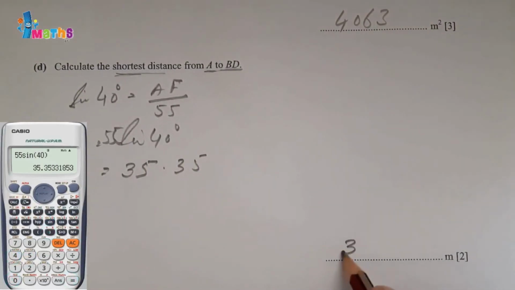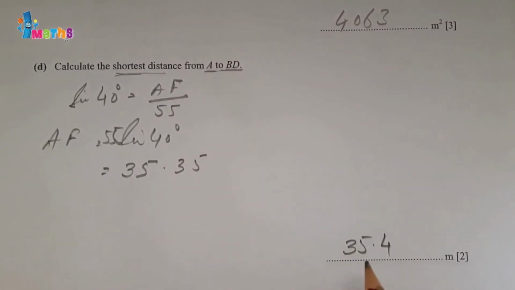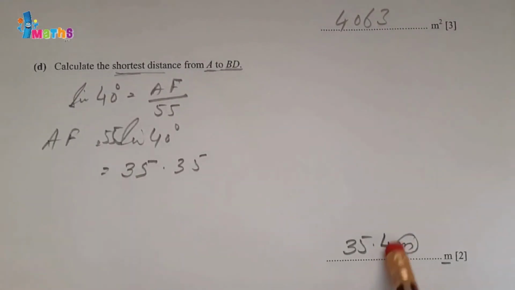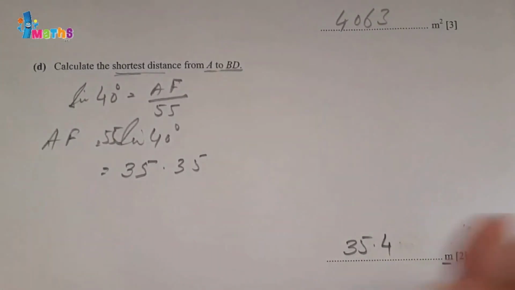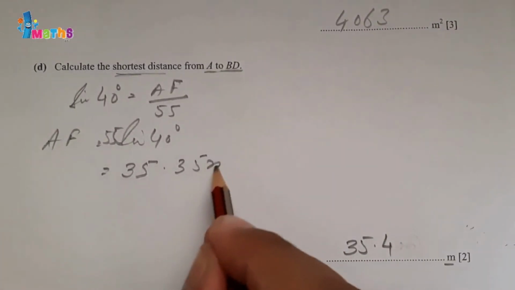So our answer will be 35.4 meters, because lengths are in meters. Meter is already mentioned, so no need to mention this meter. So I will write 35.4. We can mention here meters.